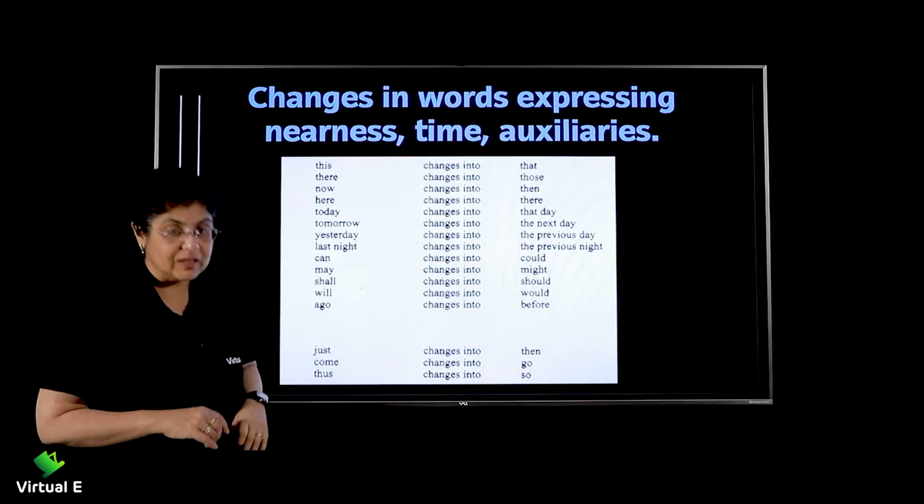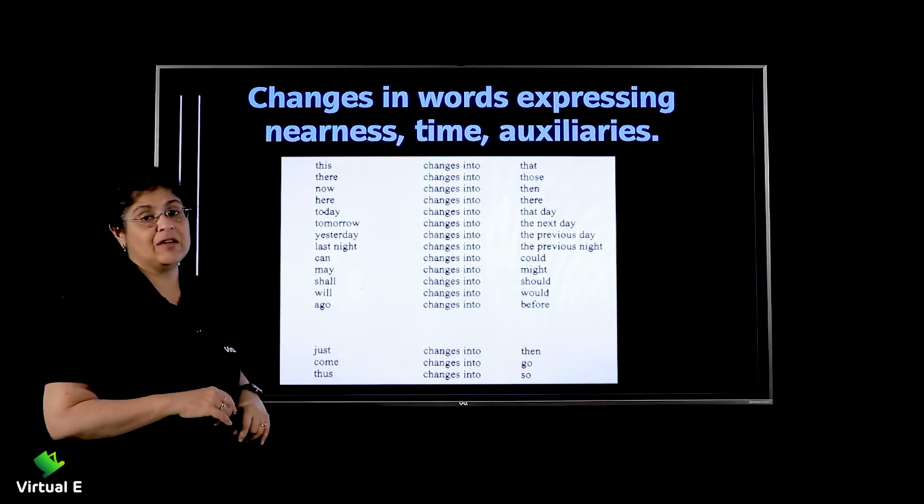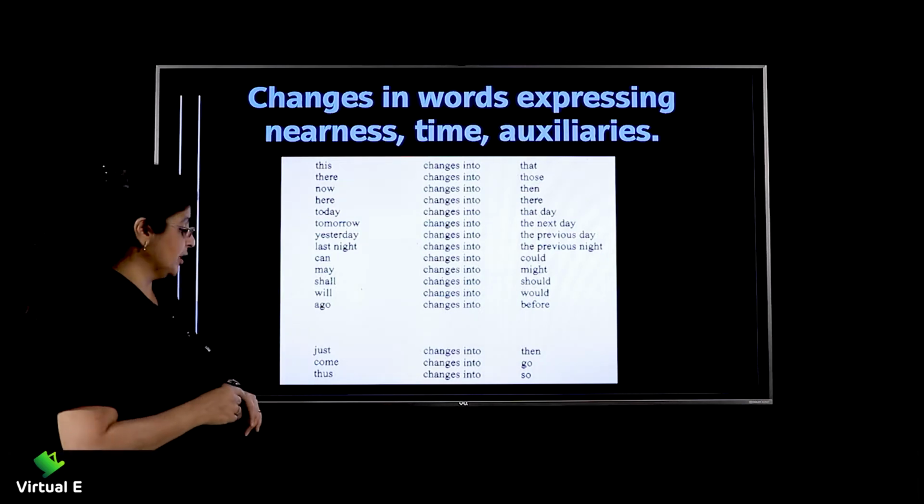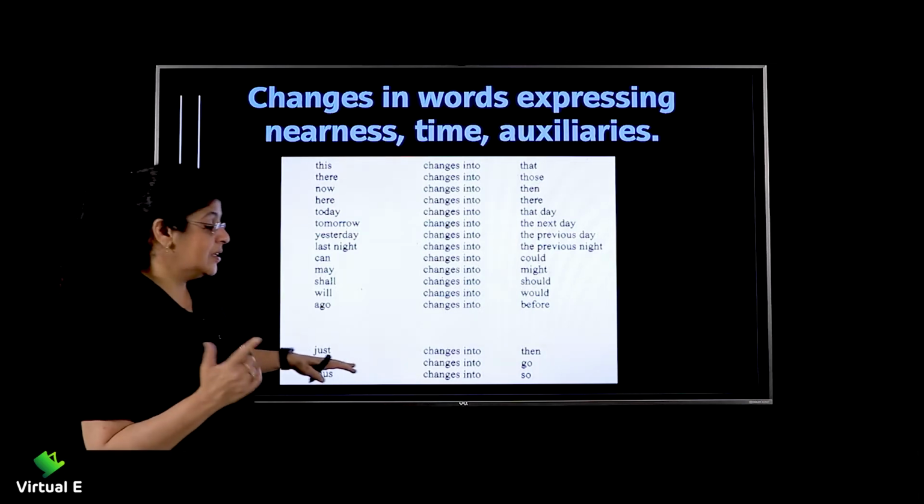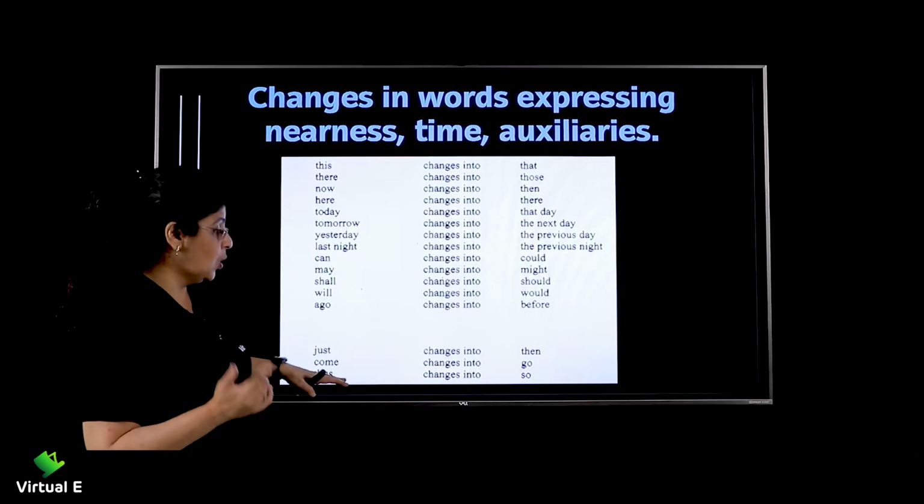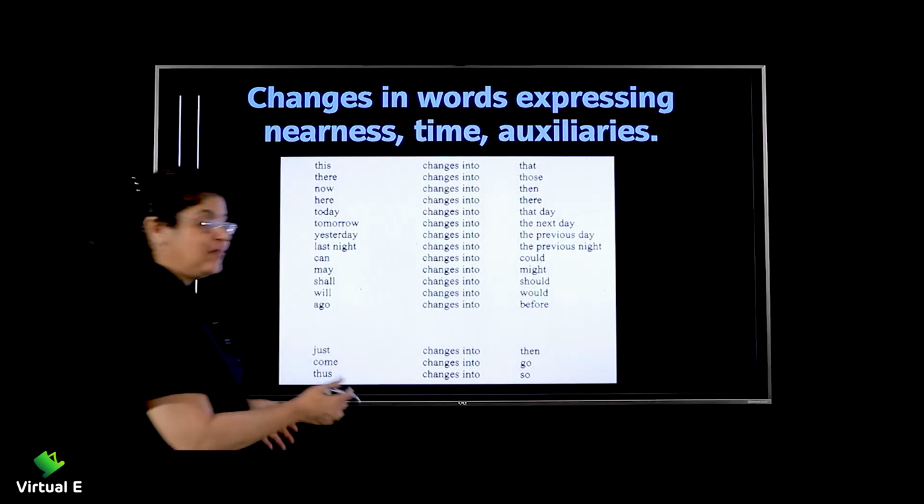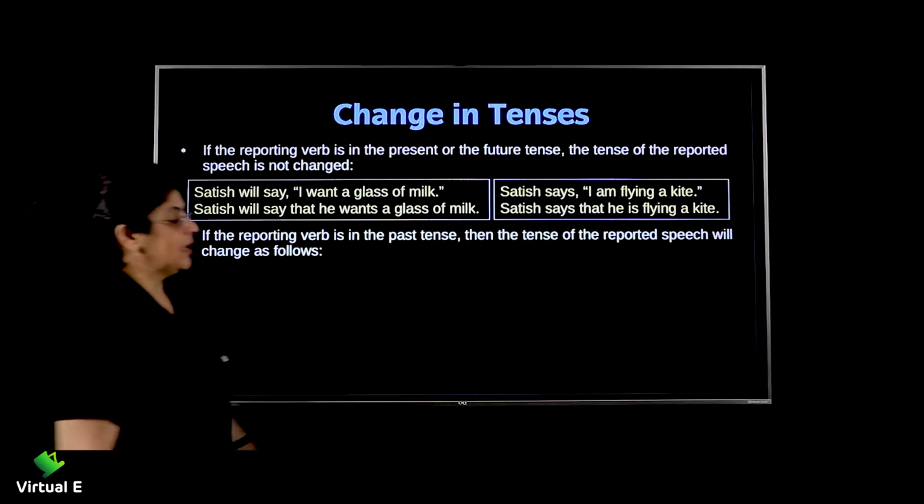Yes, you have to learn these. That much you'll have to do. Come on, that much effort we can put in. Now, just, then, come, go, thus, so. So when we are solving these sentences, we will apply these.